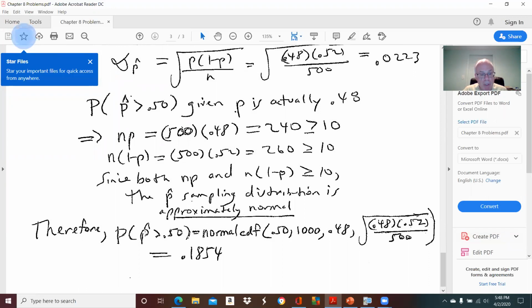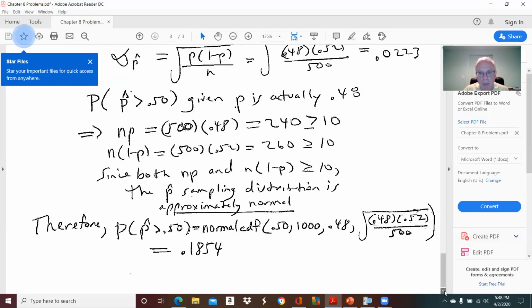So what is the probability that p hat is greater than 0.5? You say normal CDF. The lower endpoint, of course, is going to be 0.5. The upper endpoint, again, we use 1,000. The mean is 0.48. And notice for the standard deviation, I just put the formula in. I don't try to put in the estimated value. Just put the whole formula in. The calculator knows what that is. And when we calculate it, the answer is 0.1854. So that's the answer to it.